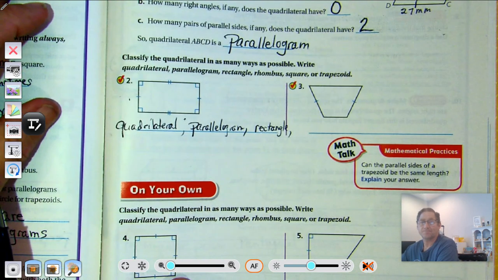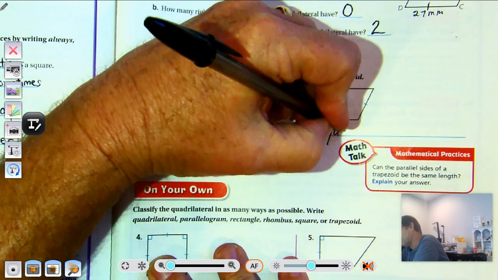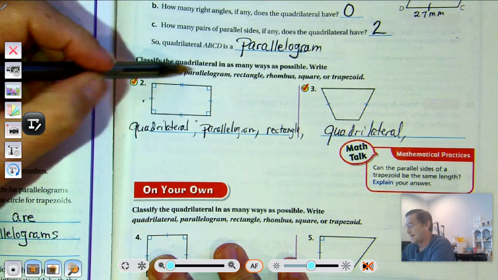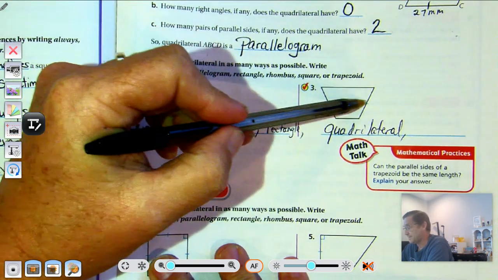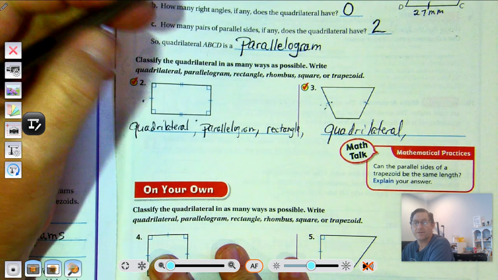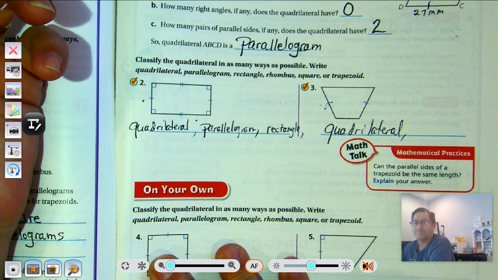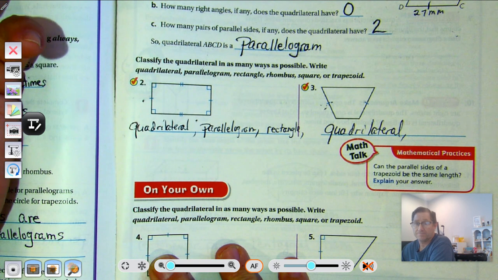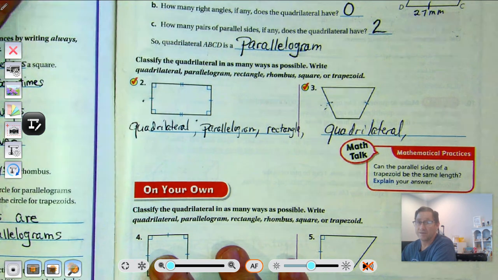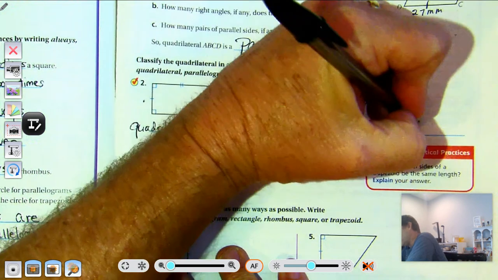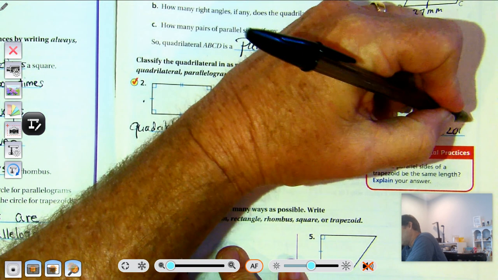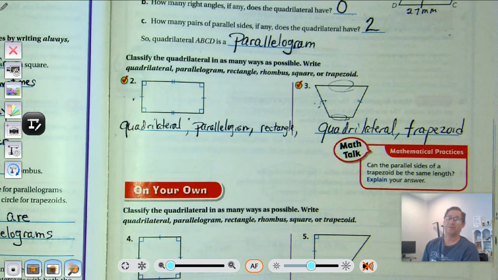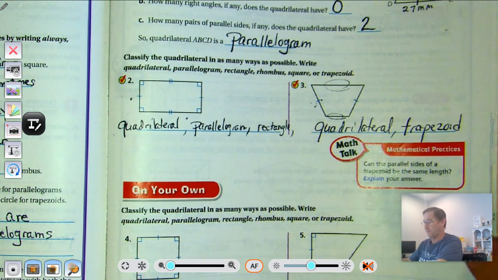Number 3, it is a quadrilateral, has 4 sides. It is not a parallelogram because these sides are not parallel. It is not a rectangle because it's not a parallelogram. It's not a rhombus because it's not a parallelogram. It's not a square because it's also not a parallelogram. It is a trapezoid because it has exactly 1 pair of parallel sides.